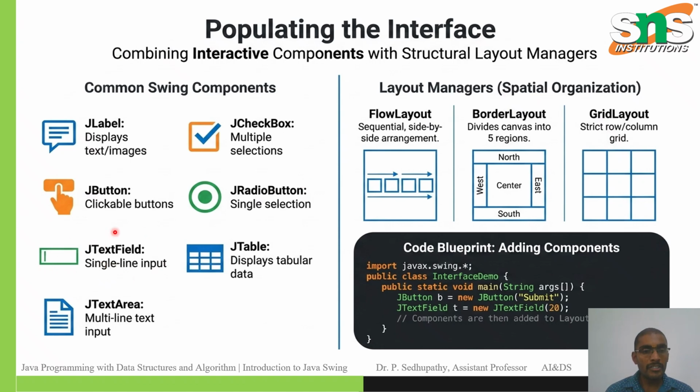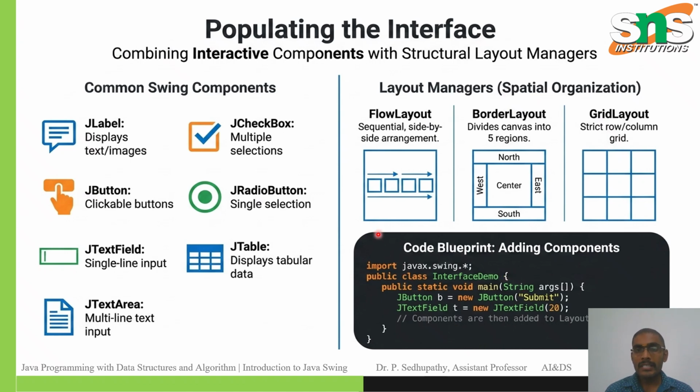And there is a JTextField, which works like an input box. And there is a JTable. It works like a grid. If you want to display certain content in a tabular, aligned format, you can use JTable. And there is a JTextArea. If you want to give multi-line text content, you can use the text area. So here from the right side, you can see a real-time coding example of how a JButton and JTextField are created.